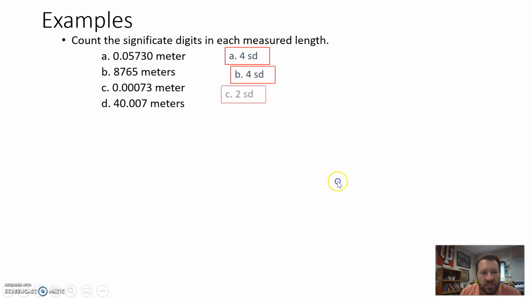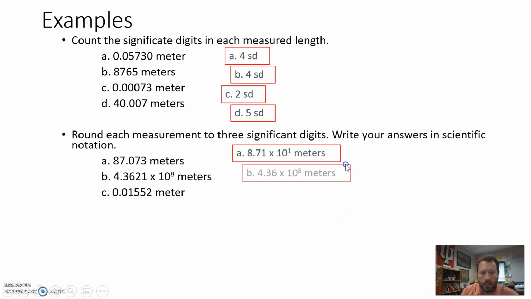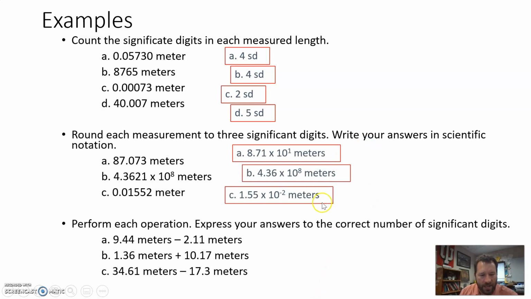All right, I think we did most of these examples in our last video. So we go ahead and skip down to the last one here. 9.44 minus 2.11. Again, throw it into your calculator. That's absolutely fine. But when the answer comes out, we have to look. We have to recognize, okay, 9.44 goes to the hundredths. 2.11 goes to the hundredths. So our final answer should go to the hundredths column. 1.36 plus 10.17. 1.36 goes to the hundredths. 10.17 goes to the hundredths. So again, our final answer should go out to the hundredths column.